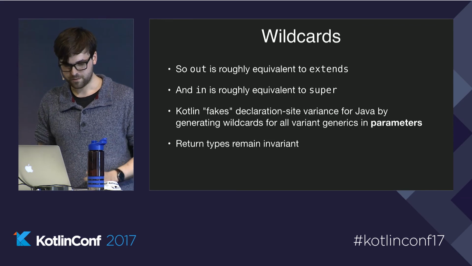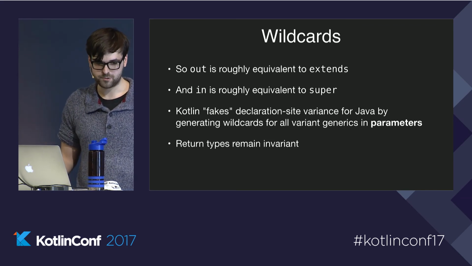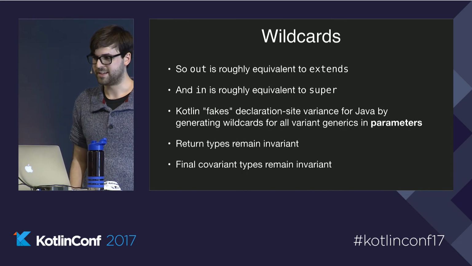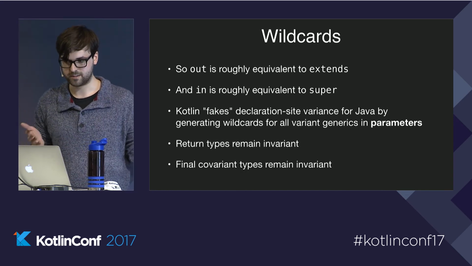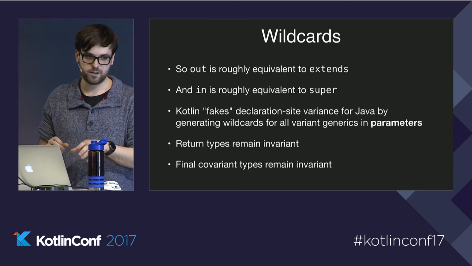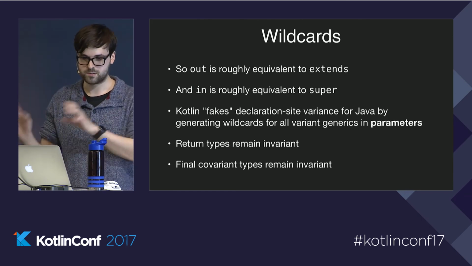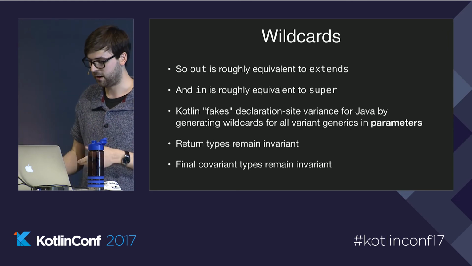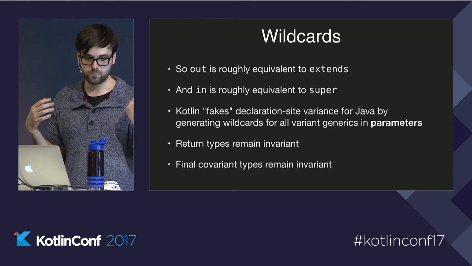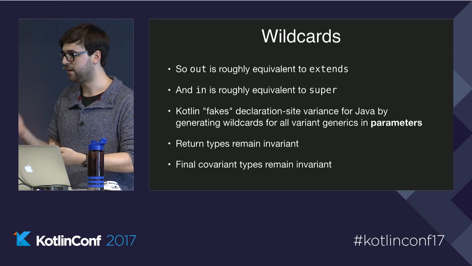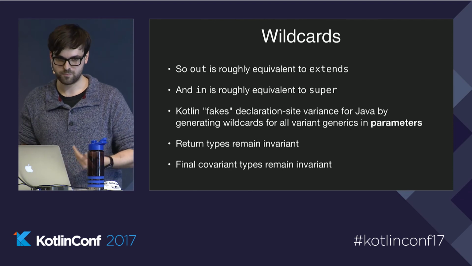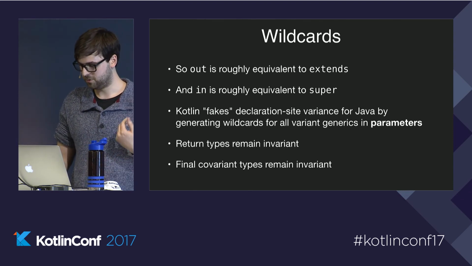And also, if something is in a covariant position, an out position, and it's final, like a List of String, there's no way to make a list of something that extends String, right? Nothing extends String because it's final. So those are all going to be Strings, so it remains invariant as well. Invariant being no out, no in, just the type itself, right? Just String. So Kotlin has these rules for how it exports its declaration site variance into all of its parameters and return types for Java to consume.